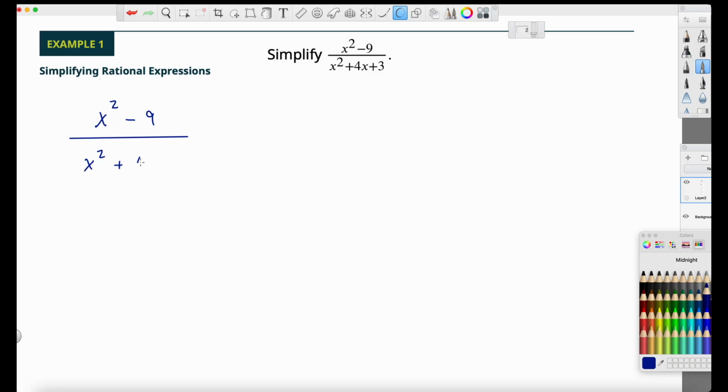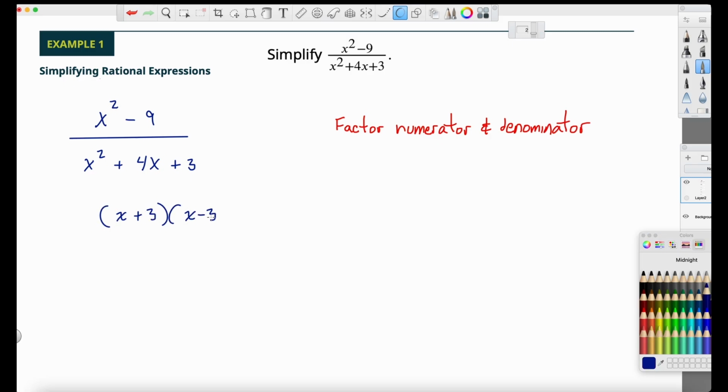So let's take a look at this first one, example 1. We have x squared minus 9 over x squared plus 4x plus 3. And what we want to do is fully factor the numerator and the denominator.